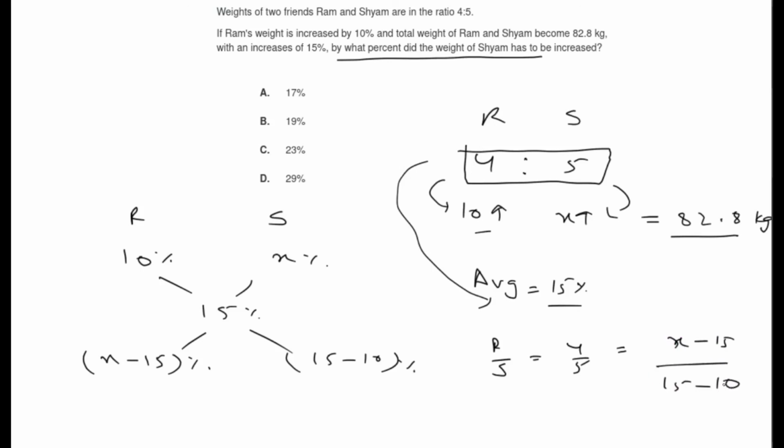So this is just 5. So x minus 15 upon 5 equal to 4 by 5. Just cut the 5 by 5. We get x equal to 15 plus 4, which is 19%.